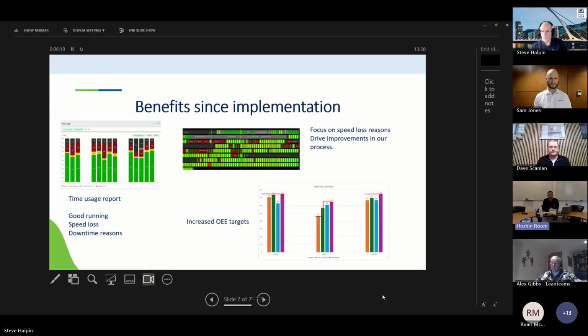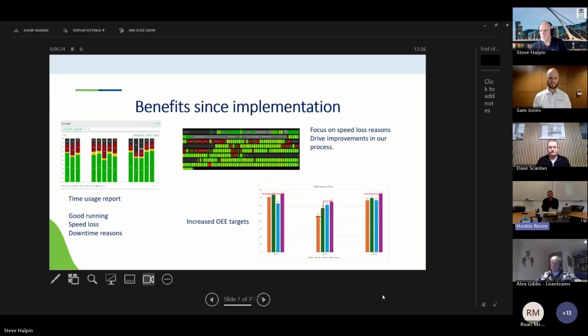And we were able to drive some improvements from our speed loss. So we'd have various different formulations going down the line. We'd set them up by different products. Well, you can sort of see there's little yellow lines going down. So we were saying, what's the speed loss?